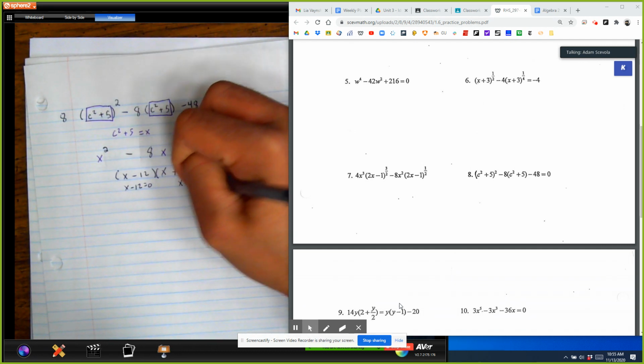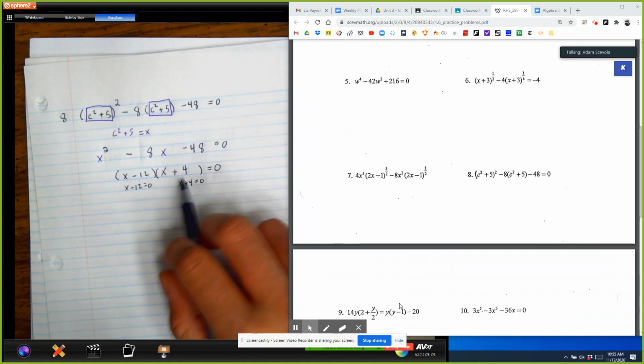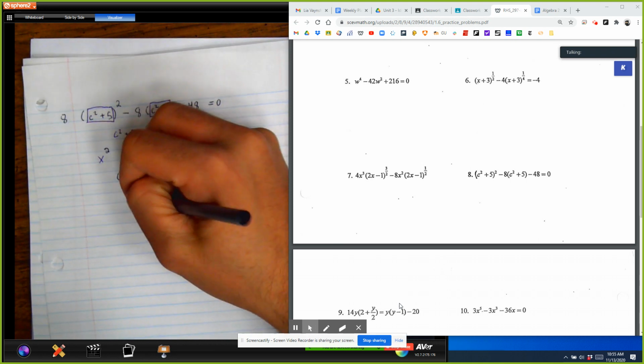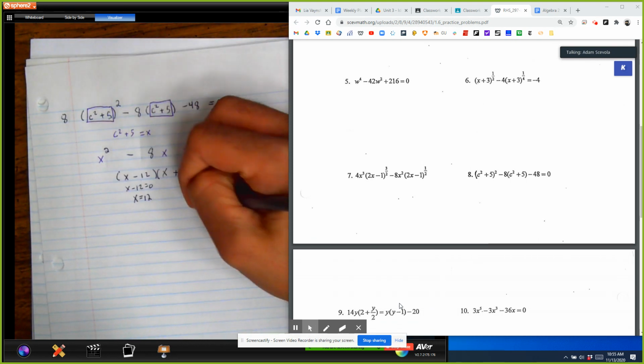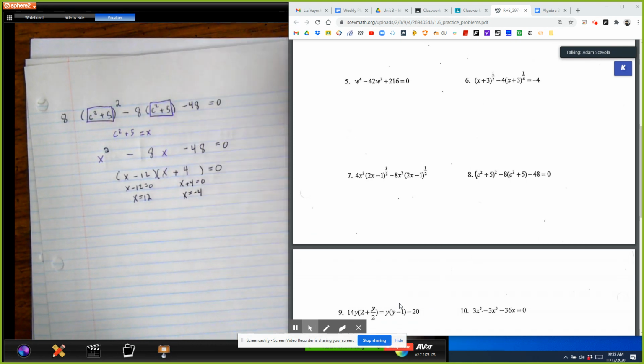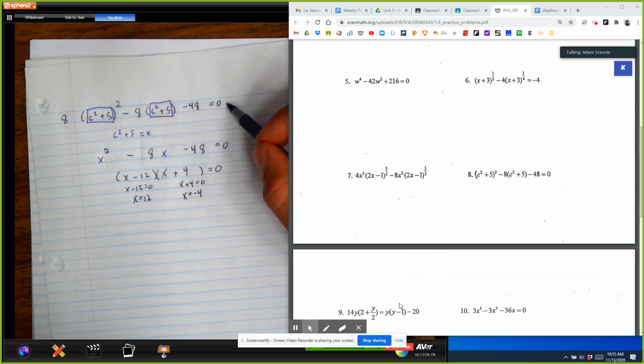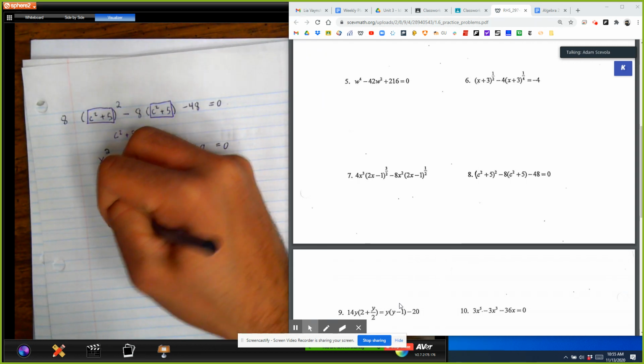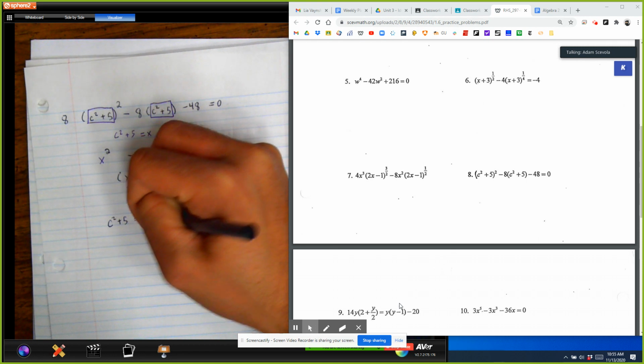So if we were solving this, we would be done, but we're solving this. And we know that c squared plus 5 is equal to x. So c squared plus 5 could equal 12, or c squared plus 5 could equal negative 4. So when I solve this equation, I get c squared is equal to 7. And then I can take the square root of both sides.